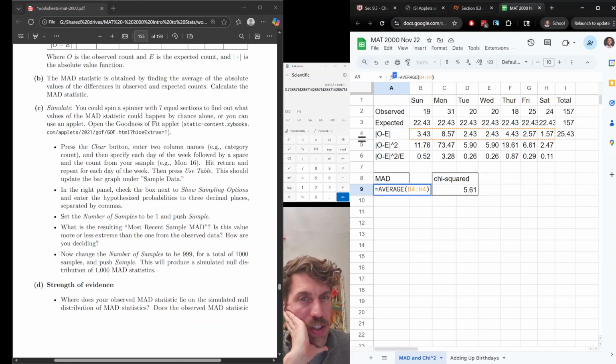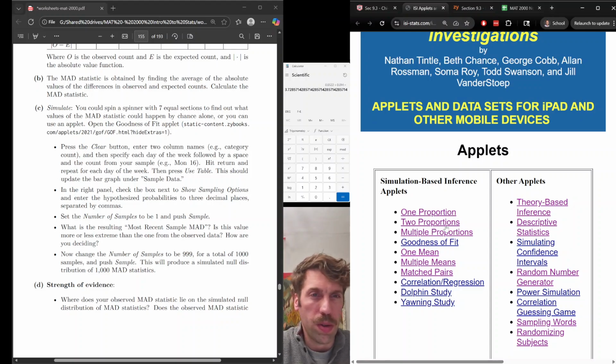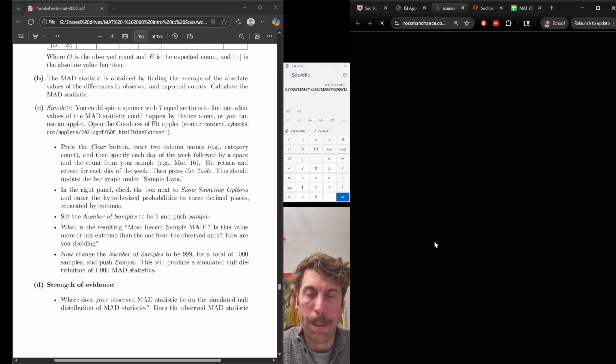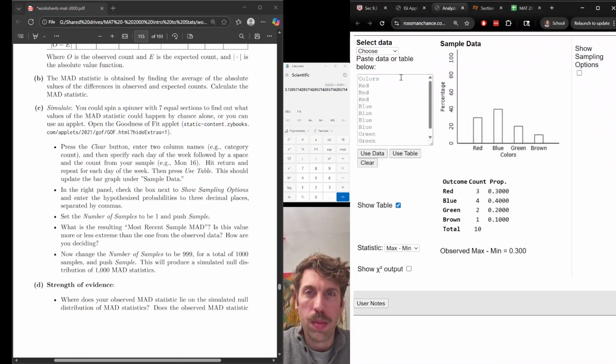So if you don't have a spinner with 7 equal sections available and a ton of time on your hands, then let's go to the applet. So we'll go to the goodness of fit applet. We'll clear the data. Enter 2 column names, e.g. category and count, and then specify each category and count, and then specify each day of the week.